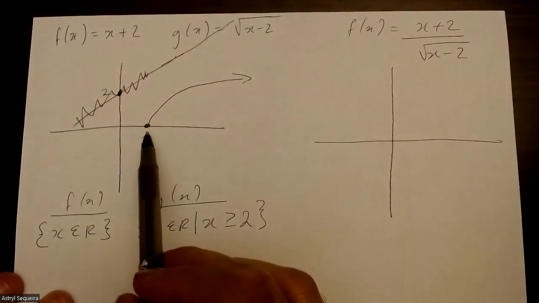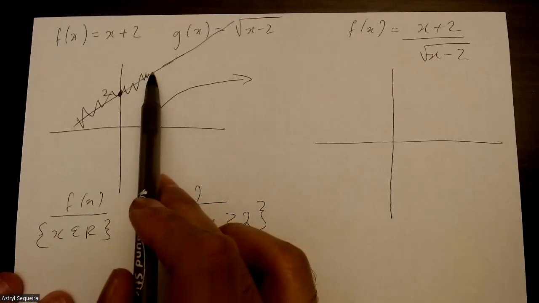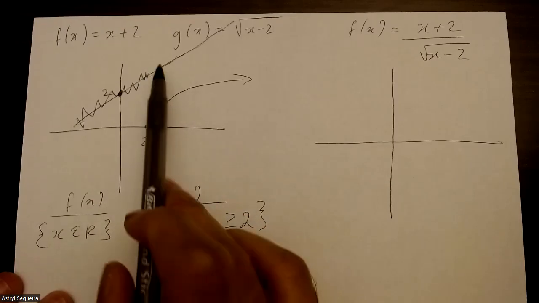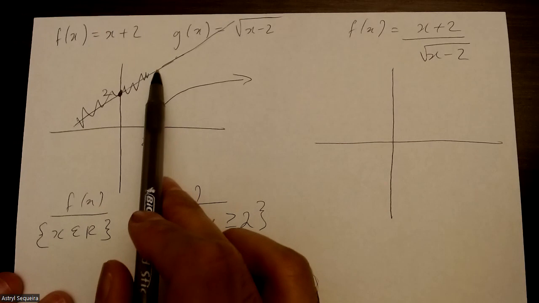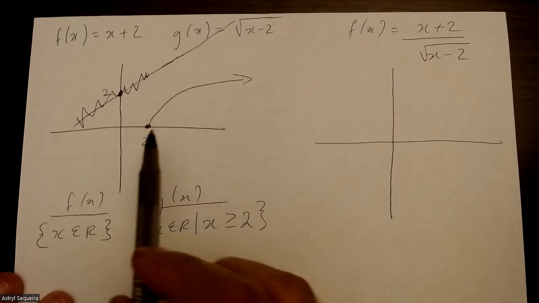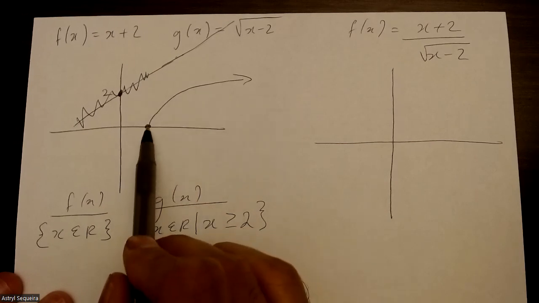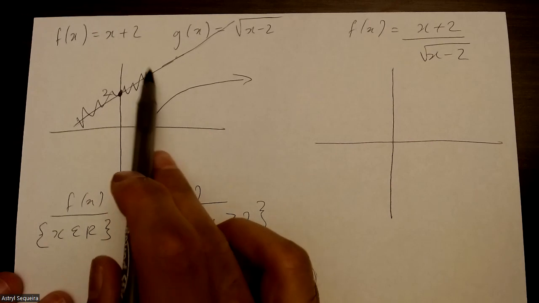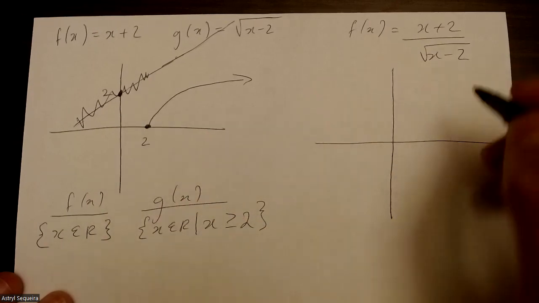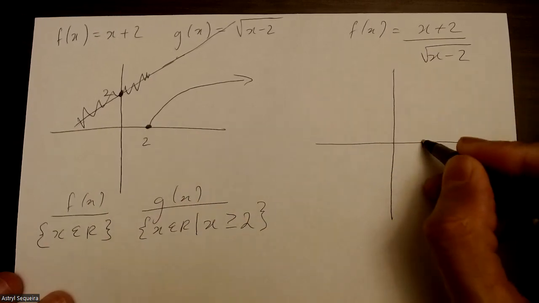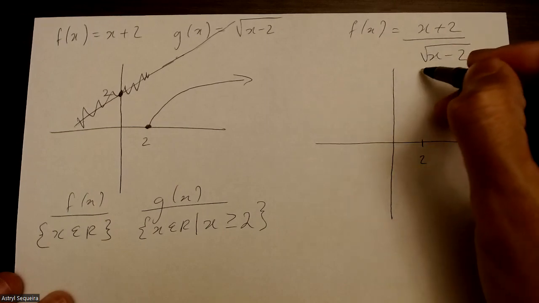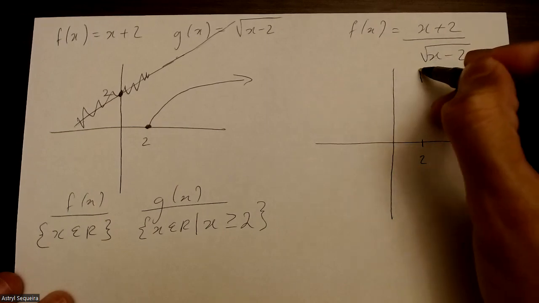So let's take a look over here. I'm doing f of x divided by g of x. So f of x is approximately 4, doesn't really matter. But g of x is basically 0, which means 4 divided by 0 is infinity. So at x equals 2, this graph is all the way up at infinity.